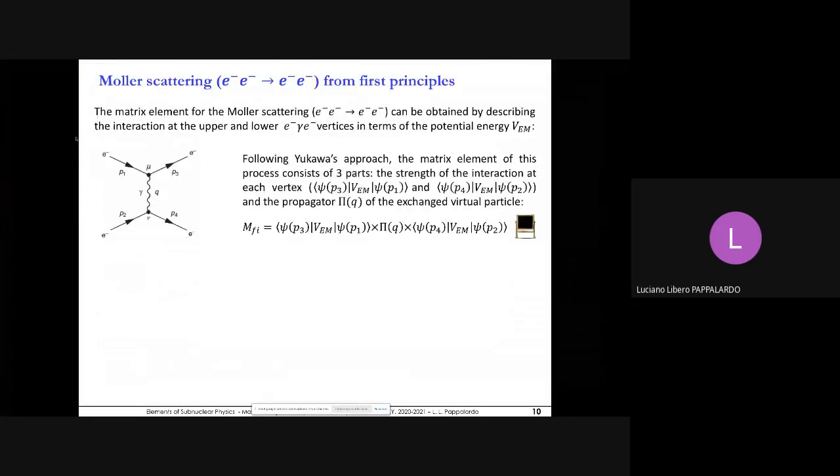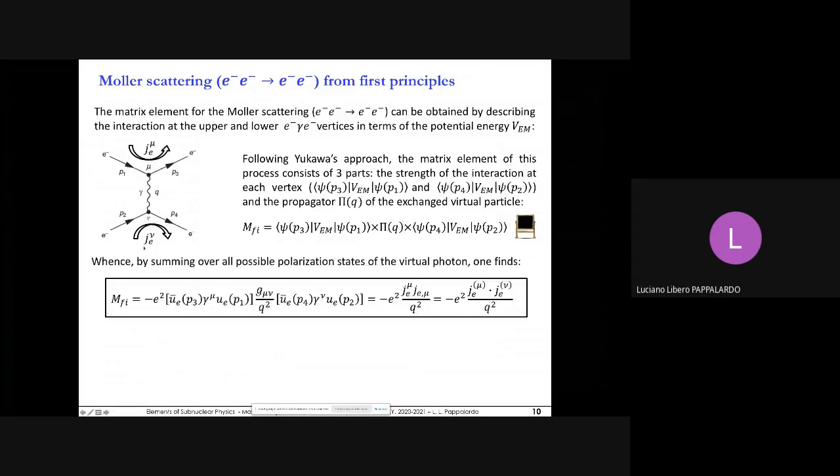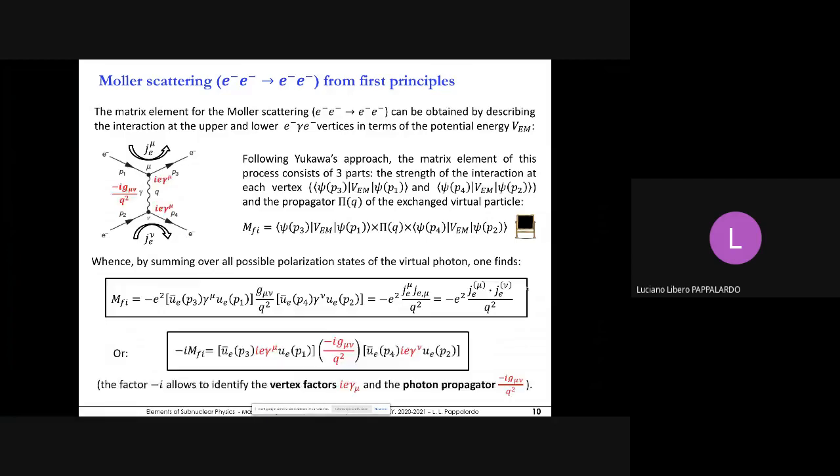And let me summarize in this slide what we achieved on the whiteboard. By summing over all possible polarization states of the virtual photon, we found that we can write the transition matrix element in this way. This was our equation 1, or in a compact way, in terms of the scalar product of the two currents at the upper and lower vertex. Or if we now multiply by minus i, we can make explicit the photon propagator and the two vertex factors. And this will become clearer in 10 minutes from now.